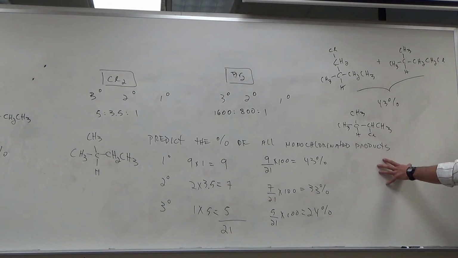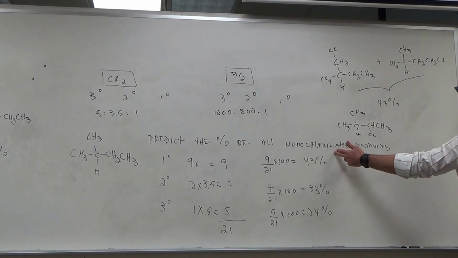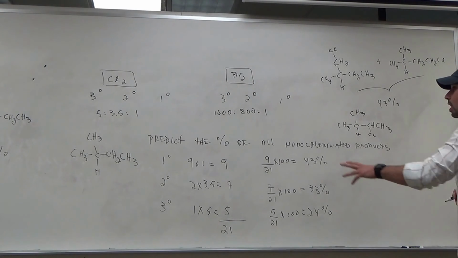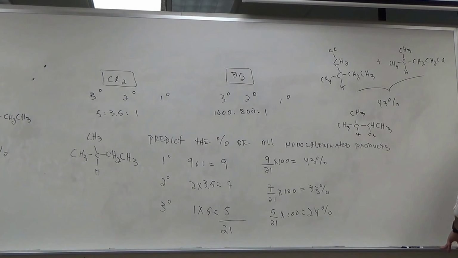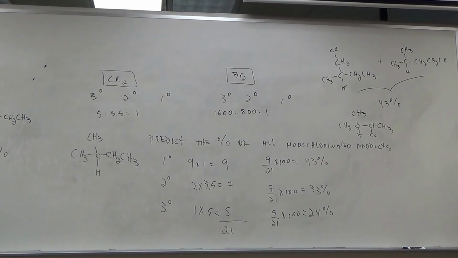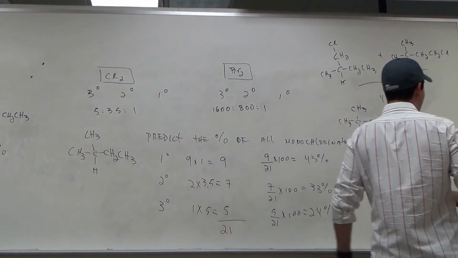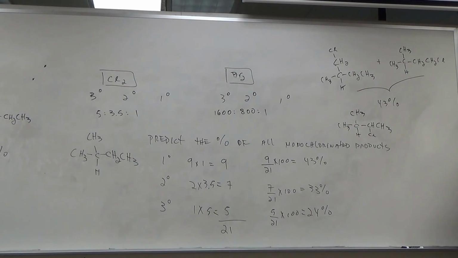Okay. So we're doing the same thing, but instead of monochlorinated, it will be for monobrominated. So what we are going to do is find tertiary, secondary, and primary. You multiply the number of hydrogens times the ratio. So how many tertiary hydrogens did I find? One. I am going to multiply this times 1600, and it's going to give you 1600. How many secondary hydrogens did I have? I had 2. I'm going to multiply this times 800. What is this going to give?